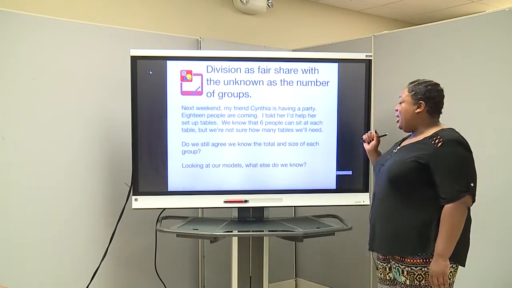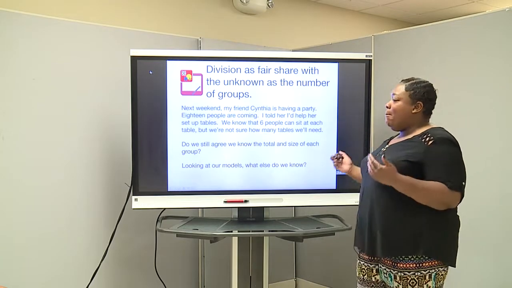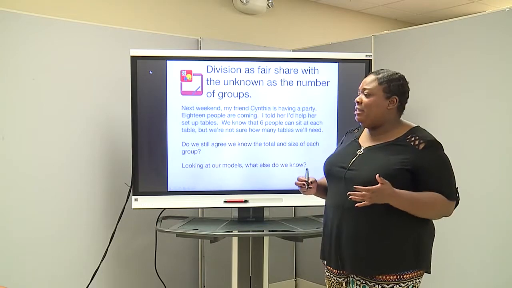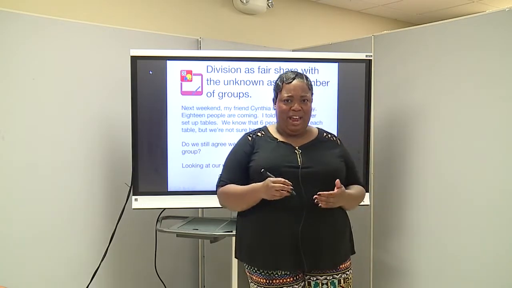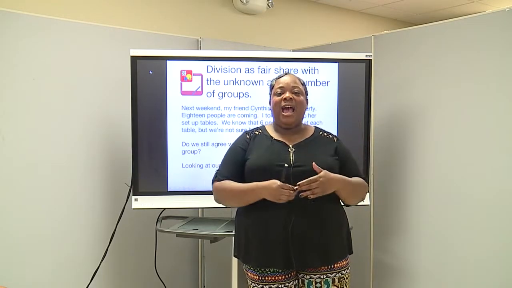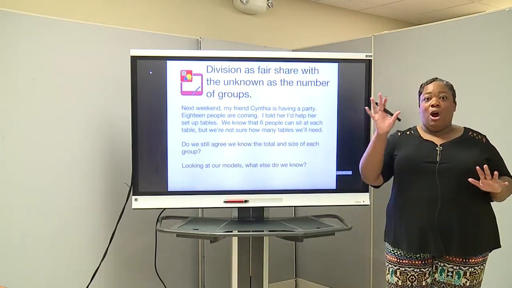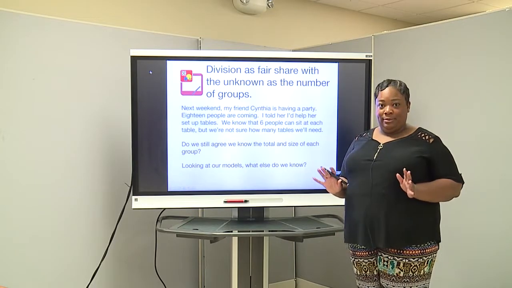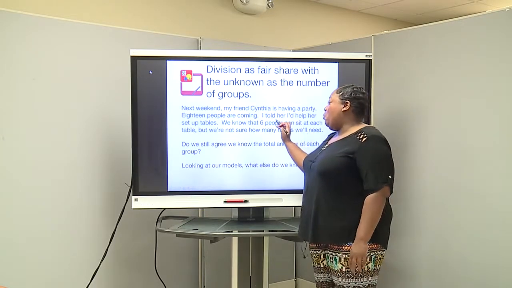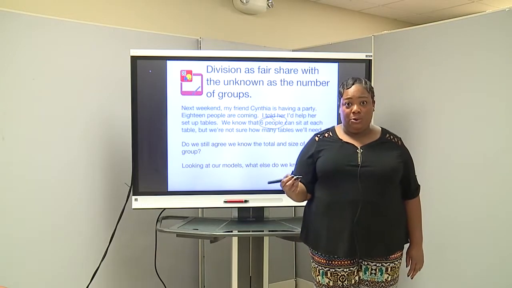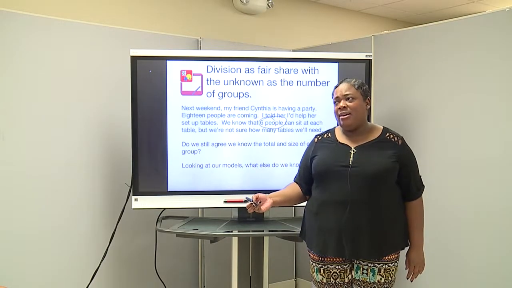Now, let's use a model to represent what we have, okay? So what we did the first time was we did the fair share method. That wouldn't quite work here. What we need to do is we need to draw groups of what? We're going to draw groups of 6 until we get to our total. What is our total, you guys? How many people are coming?